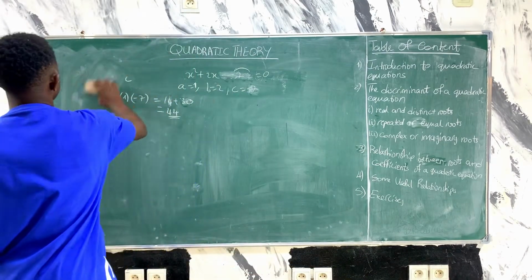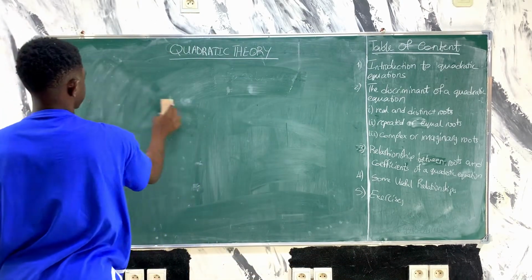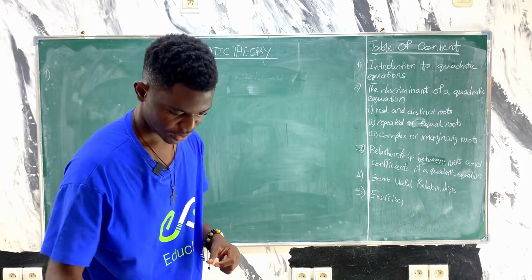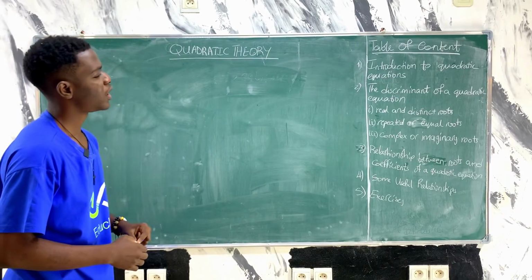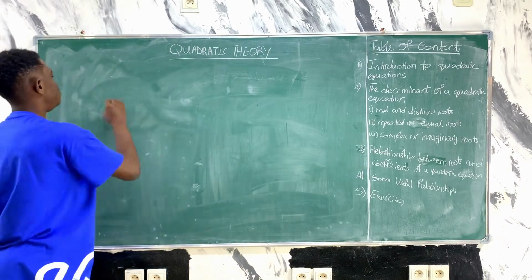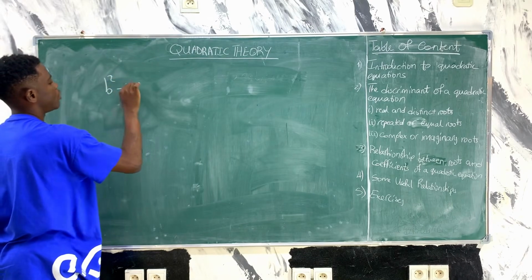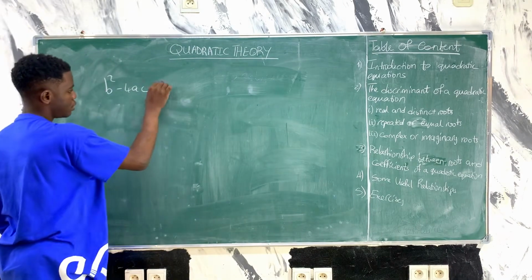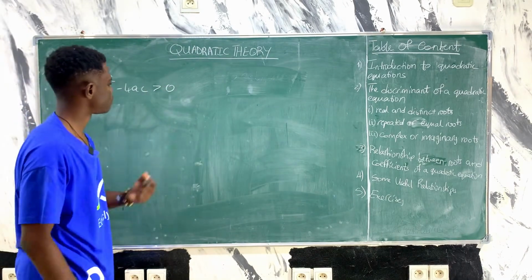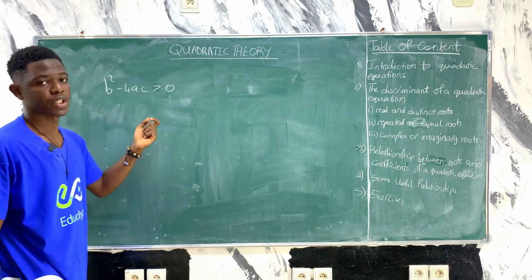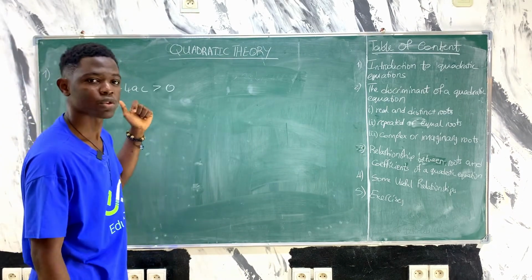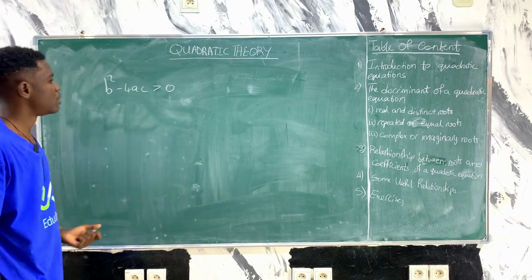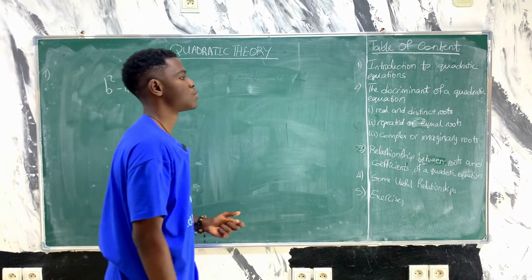How are the roots of an equation real and distinct? An equation has real and distinct roots if b squared minus 4ac, the discriminant, is greater than 0. If b squared minus 4ac is greater than 0, like in the case of the previous equation where the discriminant was 44, it has real and distinct roots.